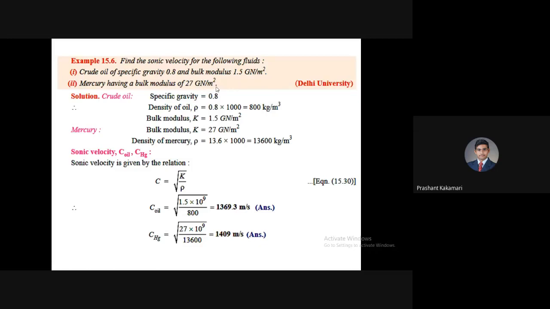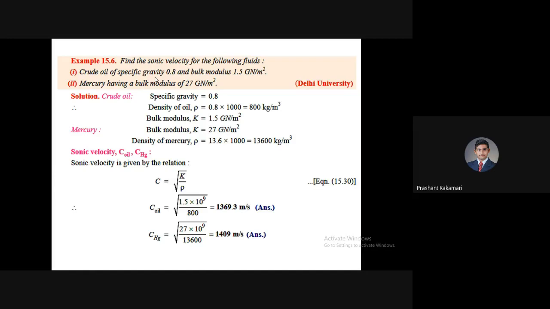Now you can see that in both cases they have given the bulk modulus. Any equation relating the bulk modulus or specific gravity with the sonic velocity, we have to recall. That equation is that c is given as the square root of K by rho. Rho we can relate to the specific gravity through the density.